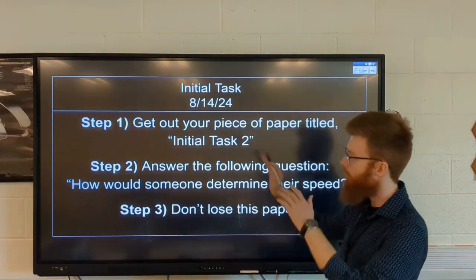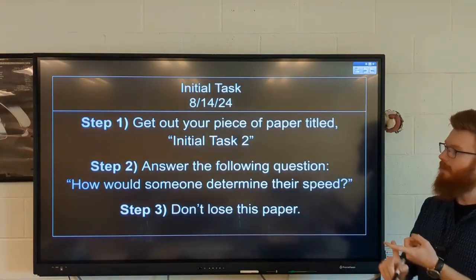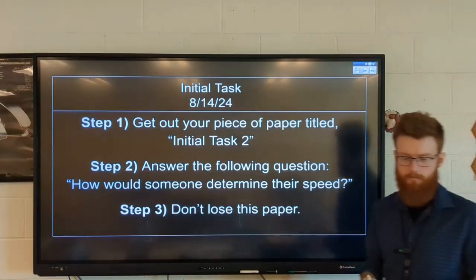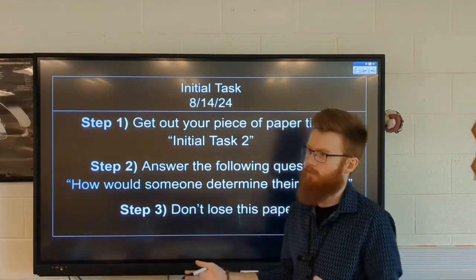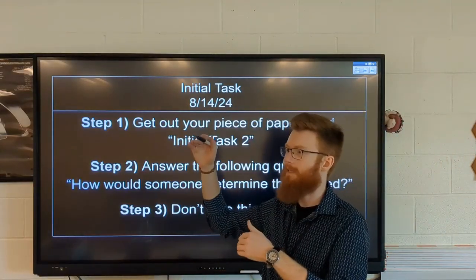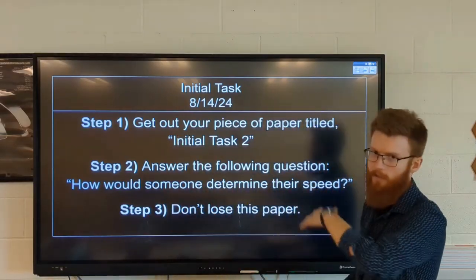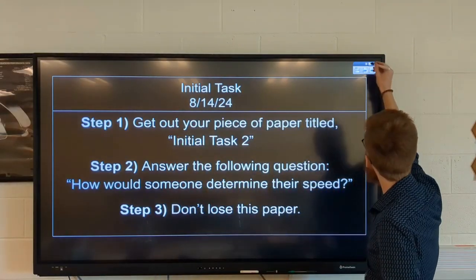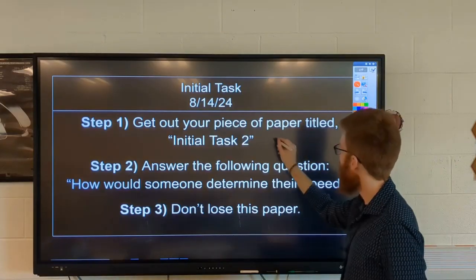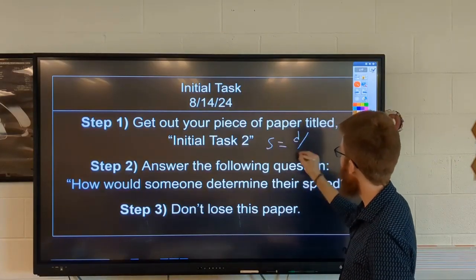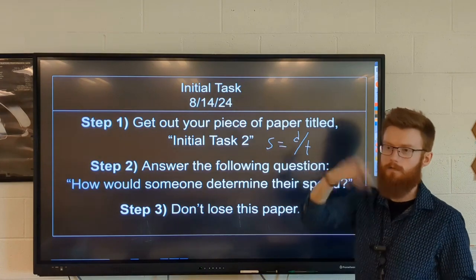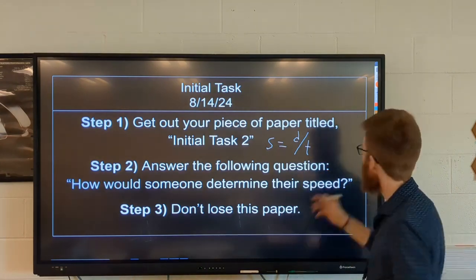8/14/2024. Our initial task was to answer the question, how would someone determine their speed? A good way to do that is to just figure out how far you went and divide that by how long it took you to get there, which I'll write out as an equation for us. Speed is distance over time, which is something we talked about already, but it's always good to remind ourselves.